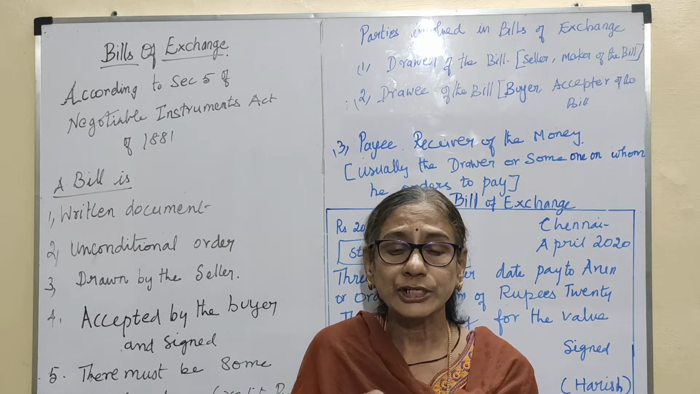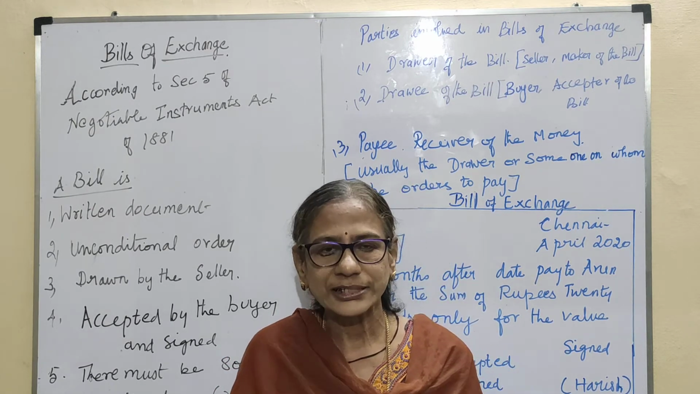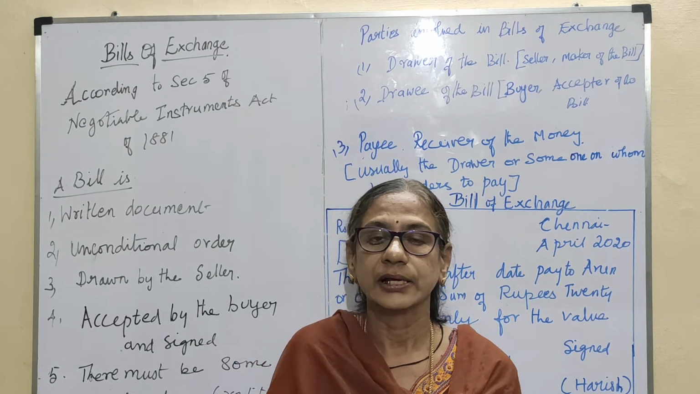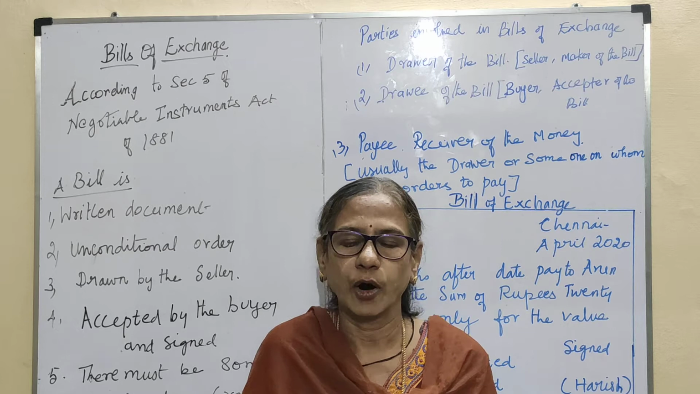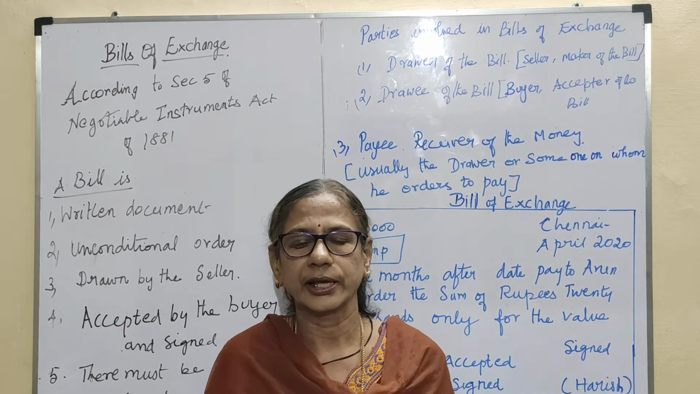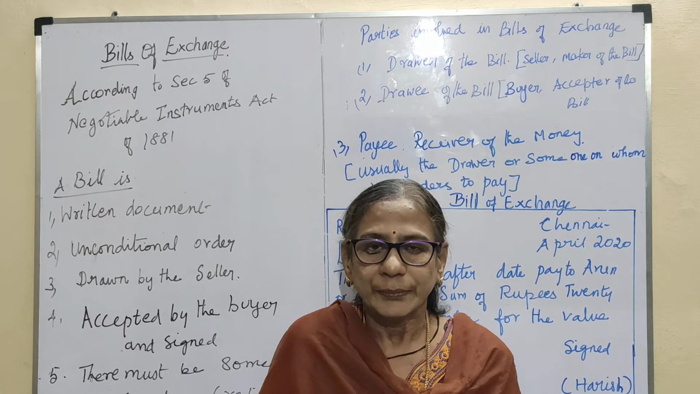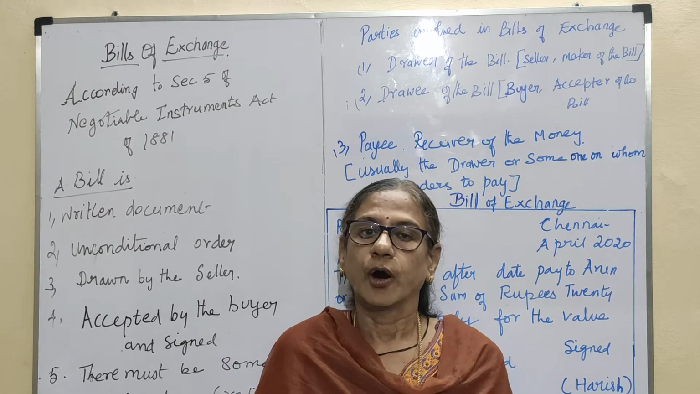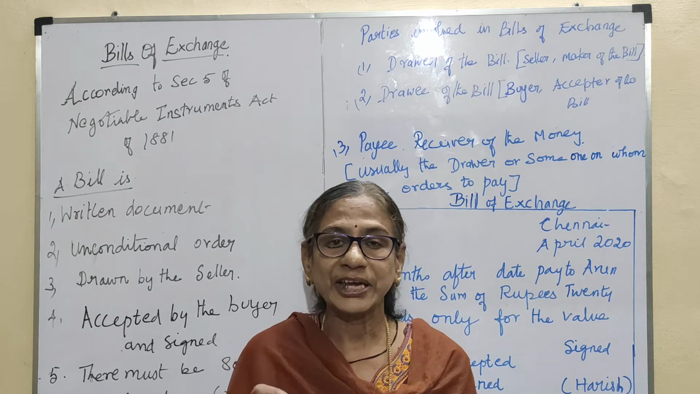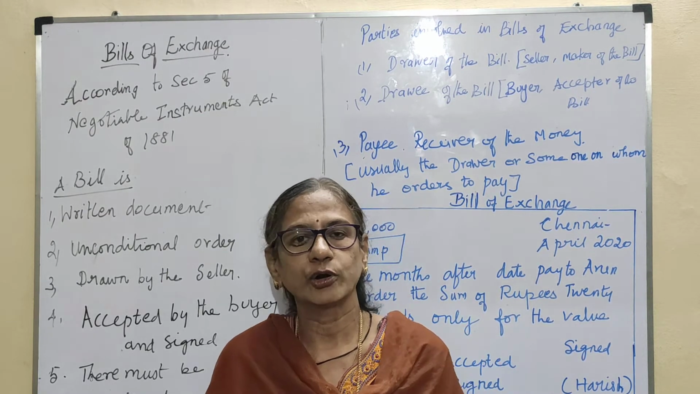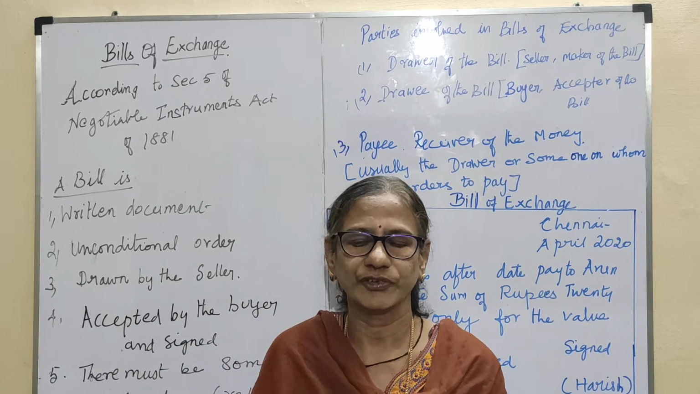And the money should be paid to the concerned person, or to the person whom the seller is directing, or to the bearer of the bill. There are 3 conditions. The buyer may pay the money to the seller directly, or to the person whom he mentions in the document, or to the bearer of the instrument. That instrument is a bill of exchange.